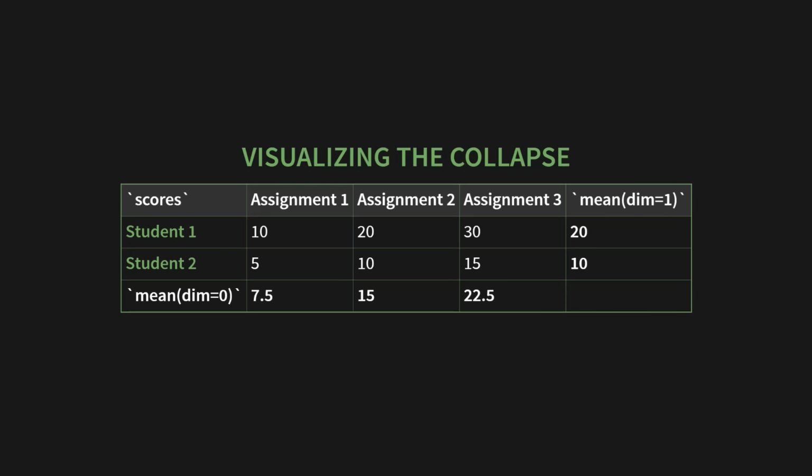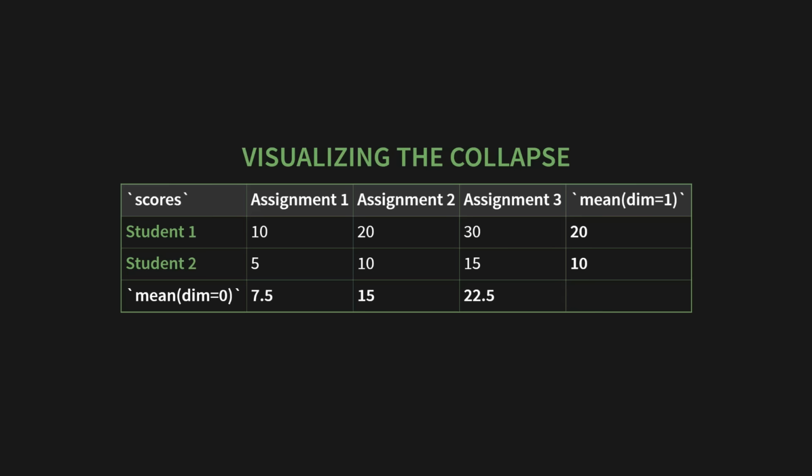Let's visualize this collapse with this table. Look at the scores table. We have student 1 and student 2 and their scores on 3 assignments. When we calculate mean with dim equals 1, we are collapsing horizontally. For student 1, we take 10 plus 20 plus 30, and the average is 20. For student 2, we take 5 plus 10 plus 15, and the average is 10. See? We got the average for each student.